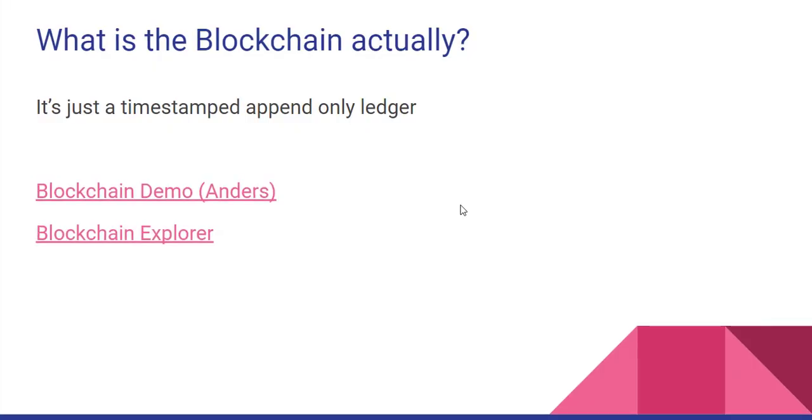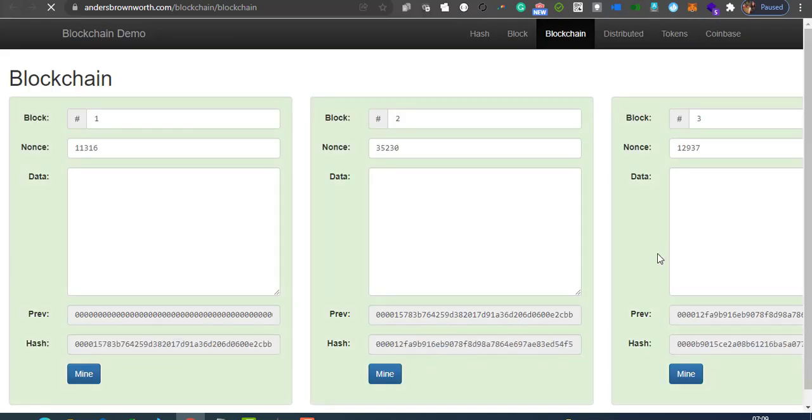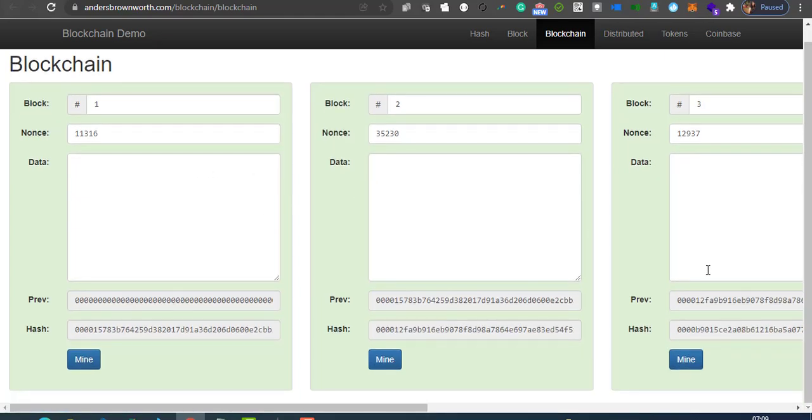Before getting into blockchain, let's see this demo from Anders. This particular website which I'm just opening is, you can say, a gold standard for understanding blockchain, which each and every course kind of uses. And this is actually developed by Anders. So you can see that a blockchain is nothing but a connection of blocks. We'll see what that actually means.